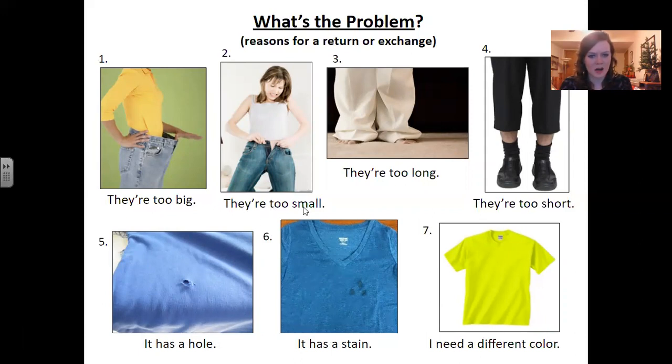They're too small. Number three, they're too long. They're too long. Number four, they're too short. They're too short. So all of these, we need a new size. It doesn't fit. So we have to return the clothes or exchange the clothes for a different size.